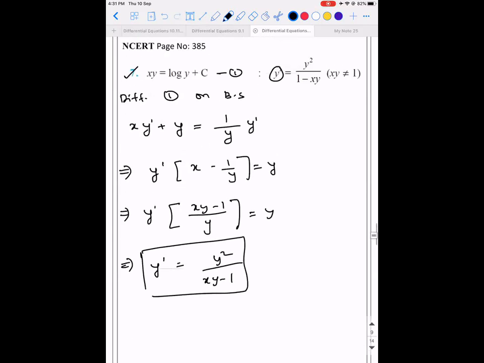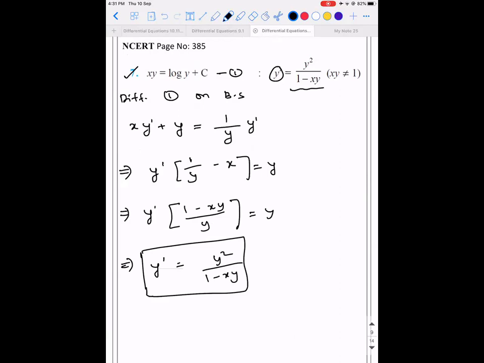Is that what they have asked us to prove? Y dash is... Sir, 1 it should be minus. Minus, sir. Yeah. Minus y. It is actually, yeah, I made a mistake. 1 by y minus x, no? It will be 1 minus xy divided by y. So y dash is y square divided by 1 minus xy.